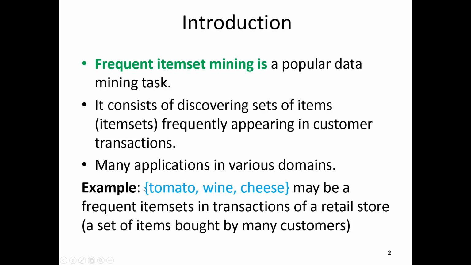So for example, if we have a database of what the people buy in a store, we can find that maybe tomato, wine and cheese is a frequent item set. It is a set of items that many people buy together. So if we find the frequent item set, it can be very useful. If we know that people buy this often together, then maybe we can do some promotion to try to earn more money and so on.